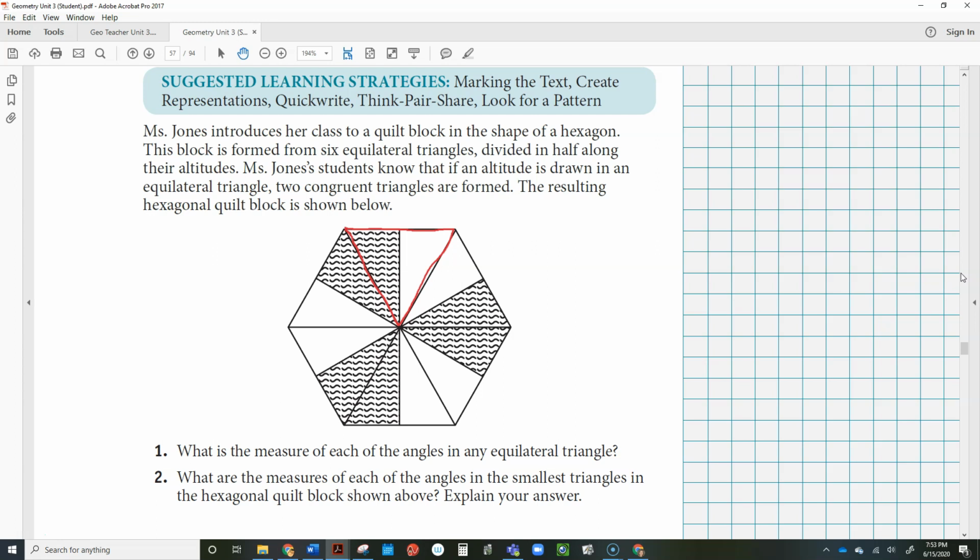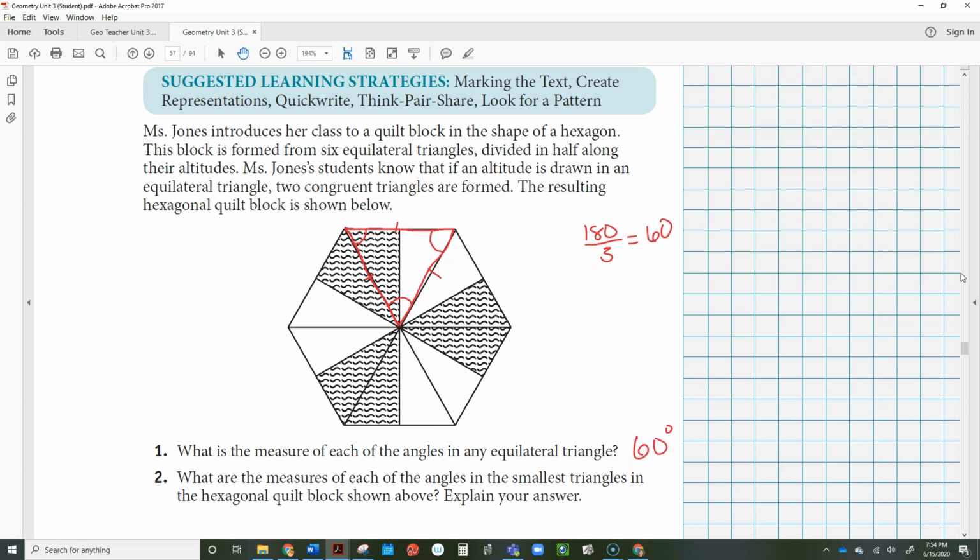So equilateral triangles, remind me what we know about them. All of the side lengths are the same size, and all of the angles are what measure? Yes, they're all the same. So that means that they're all 60-degree angles, because the triangle has to have 180 degrees in it. There are 3 angles and they're all the same, so they're all 60.